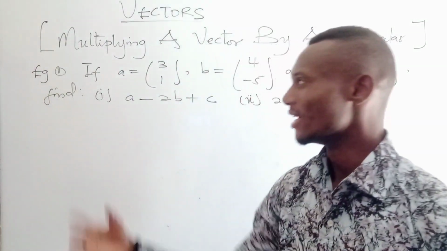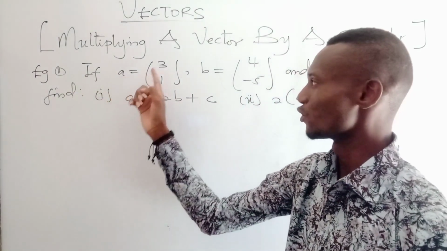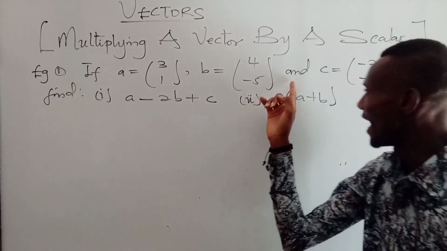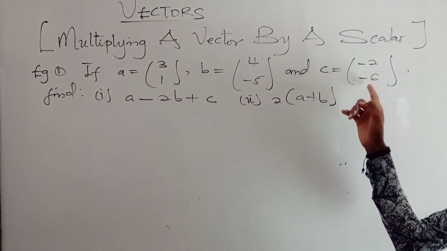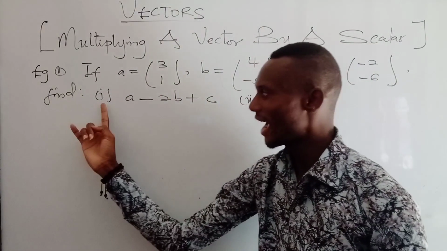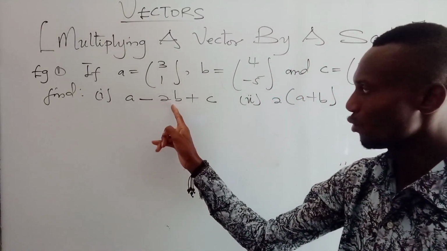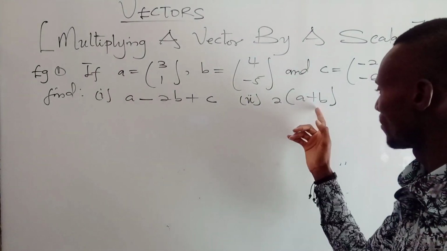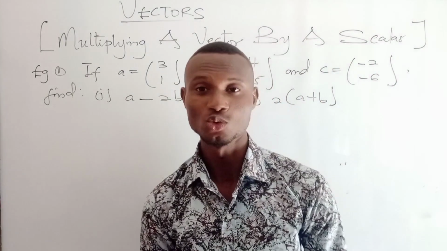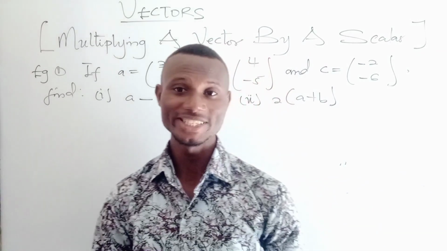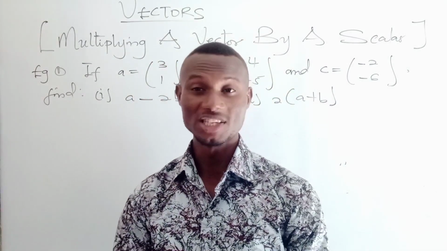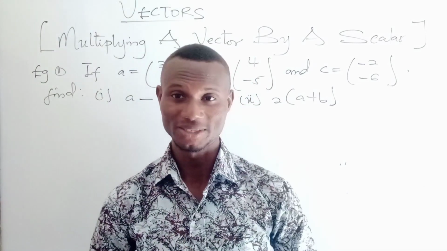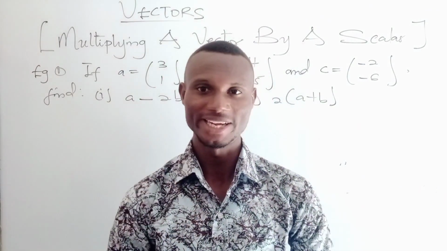It says that the vector a is given to be 3, 1, the vector b is given to be 4, -5, and the vector c is given to be -2, -6. We should find a minus 2b plus c, and we have to find 2 multiplying a plus b. So we are going to apply what we just learned, which is the multiplication of a vector by a scalar, to solve this. It's very simple, so just follow as I explain and solve it with you.